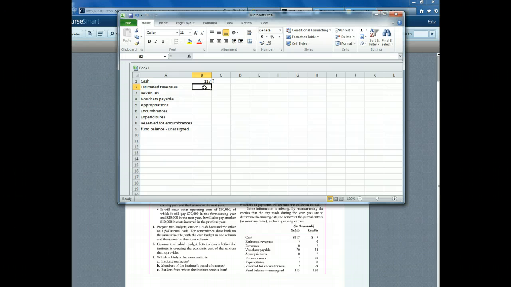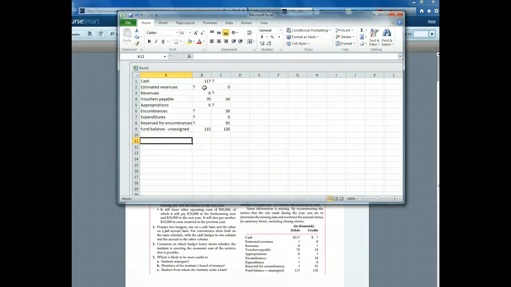Okay, so estimated revenues, this one is a question mark, over here 0. Revenues 0, this is a question mark. Vouchers payable, this is 70, this is 54. Appropriations 0, question mark. Encumbrances, question mark, 58. Expenditures, question mark, 0. Reserve for encumbrances, 93, question mark. Fund balance, 115, 120. Okay, these are all of our debits and credits, okay?